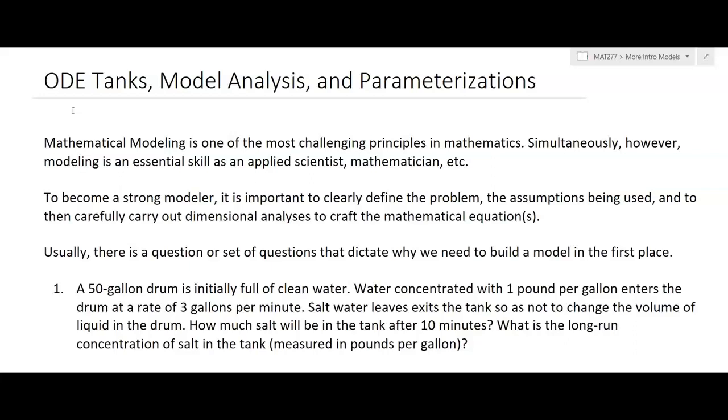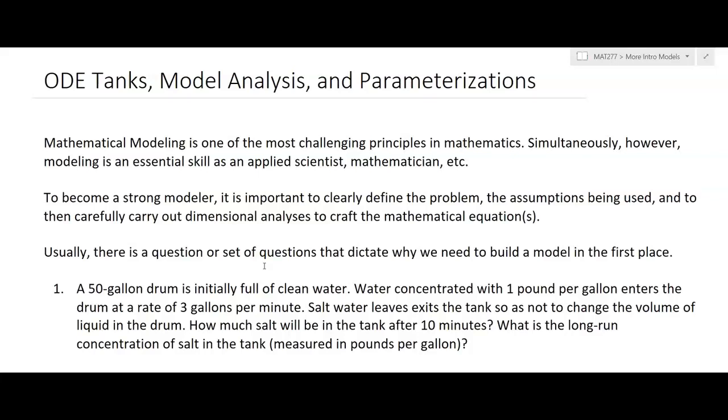So to become a strong modeler, one of the most foundational things is to really clearly define the problem. So what is it that you're looking for? What is it that you want to be able to answer? That typically leads us to the unknowns that we have in the problem, so the variables that we're using. Then we often need to have a set of assumptions, something that tells us how things are expected to behave.